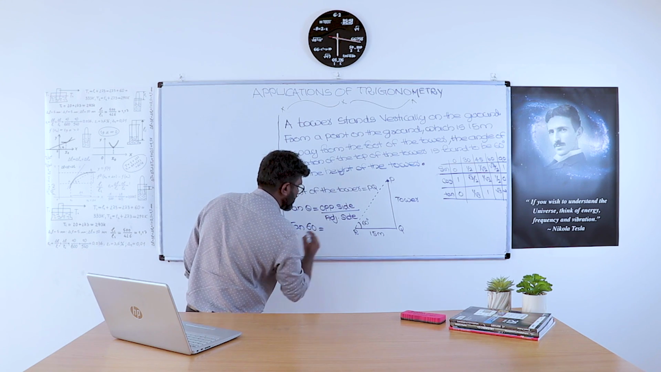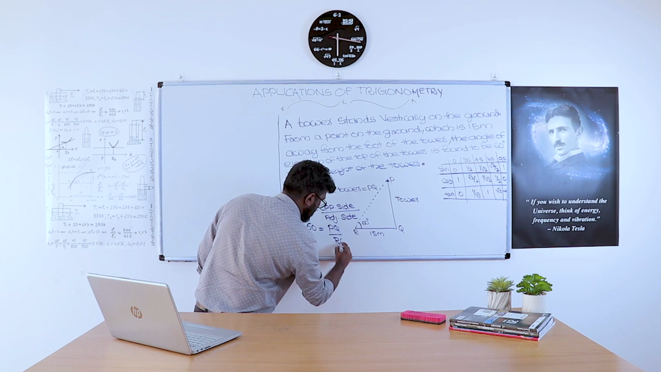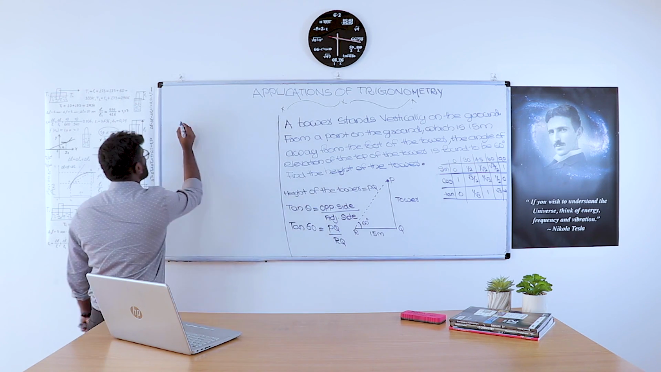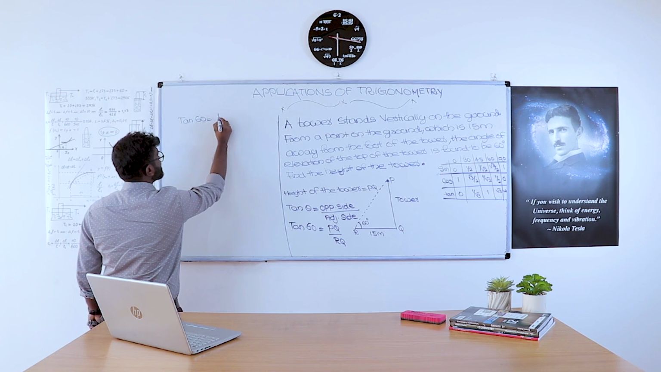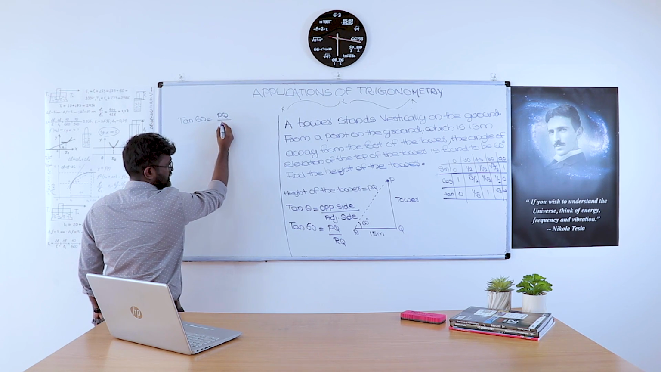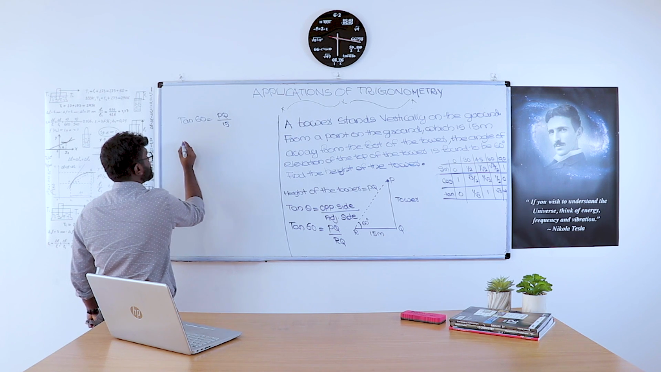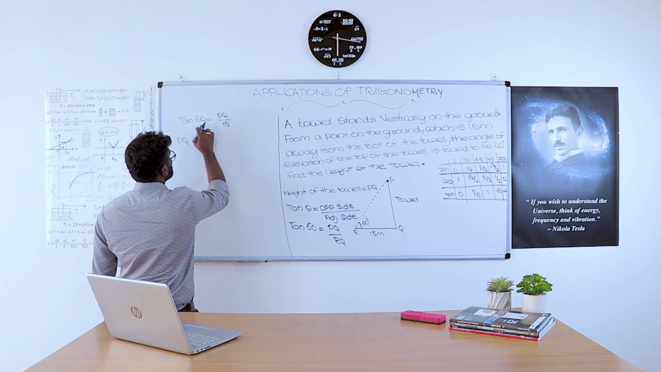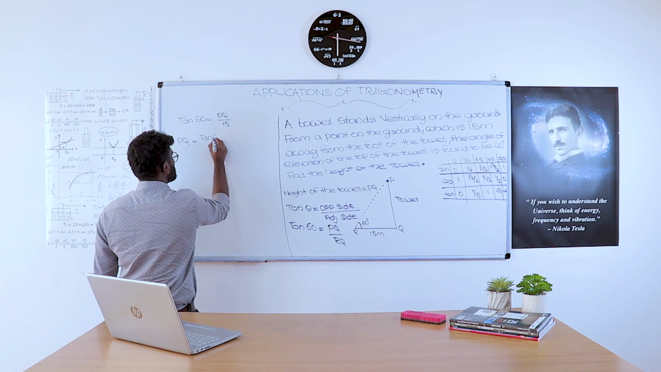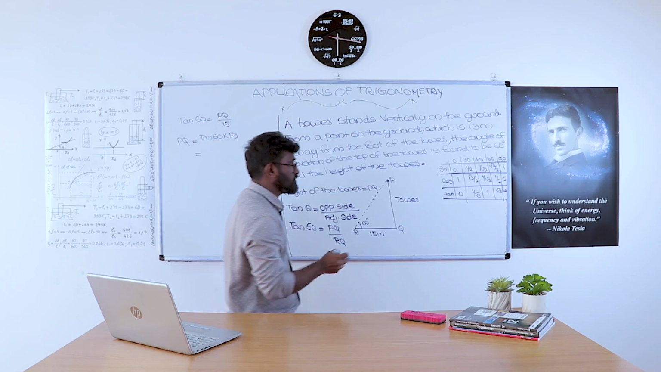So in place of theta, tan 60 equals opposite side PQ by adjacent side RQ. What is the value of RQ? RQ is 15. Therefore tan 60 equals PQ by 15 meter, right? We want to find out the value of PQ. That is PQ equals tan 60 into 15.